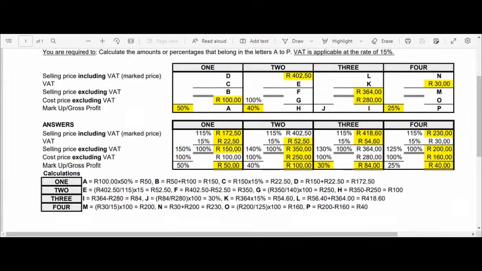Now we can also go and calculate the gross profit. That is H, they require the gross profit. What is the gross profit? It is the 350 rands less the 250 rands. Alternatively, if you use the Angel formula, you could have said 40 over 140 multiplied by 350 rands. That should also give you 100 rands.